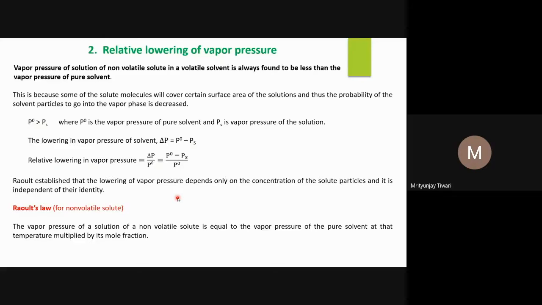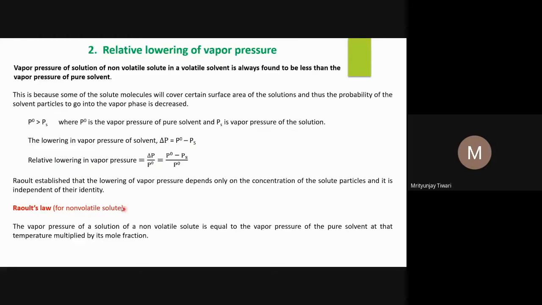The lowering in vapor pressure doesn't depend on the chemical nature or the physical nature of the solute particles. It only depends on the number of particles. However, it does depend on the chemical or physical nature of those particles in a certain way. And what is that certain way? If the particles dissociate or associate. If the particles of solute do not dissociate or associate in the solution, then whatever Raoult has said is correct.